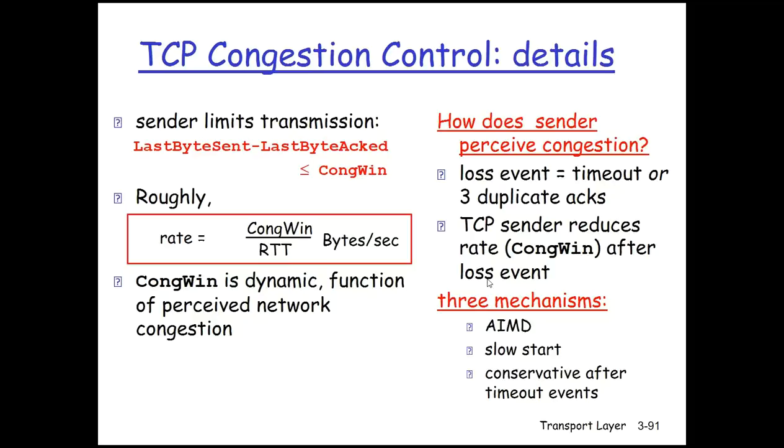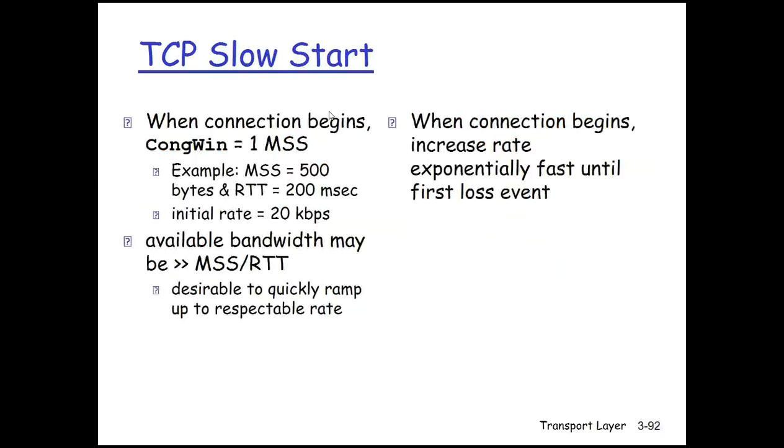So we have three mechanisms: the additive increase and multiplicative decrease, then slow start, and then conservative behavior after timeout events. Let's take a look at these. Slow start: when we start the connection, we start with a congestion window of 1 MSS. An example: MSS is 500 bytes and the RTT is 200 milliseconds. The initial rate is 20 kilobits per second.